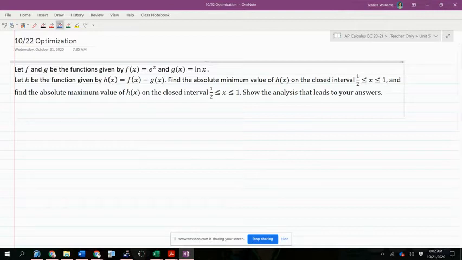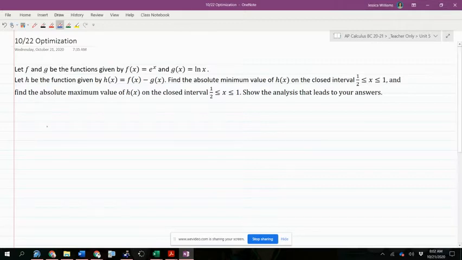All right, so let's look here. We've got these two functions. f is e to the x, g is natural log, and then we have this other function, h, which is f minus g. That's not super intimidating. So h of x is just e to the x minus natural log. Now the question says to find the absolute min on that closed interval and also the absolute max on that closed interval, and then show the analysis that leads to your answer.